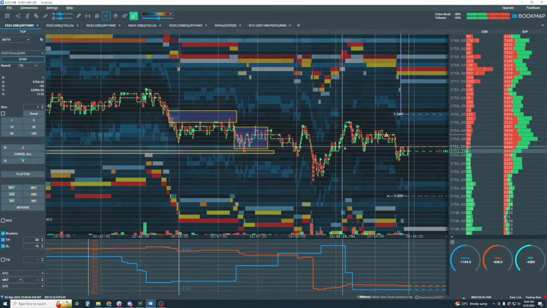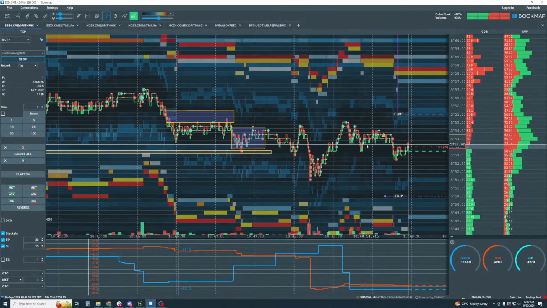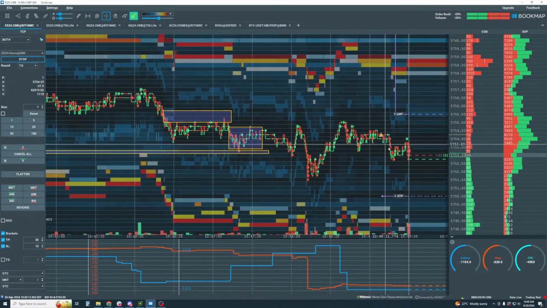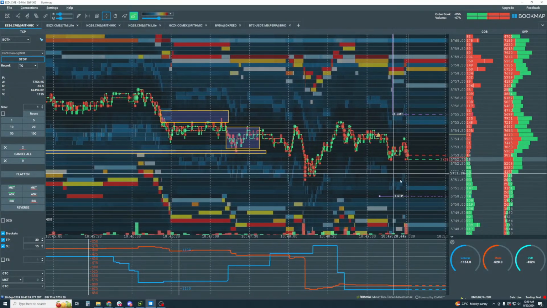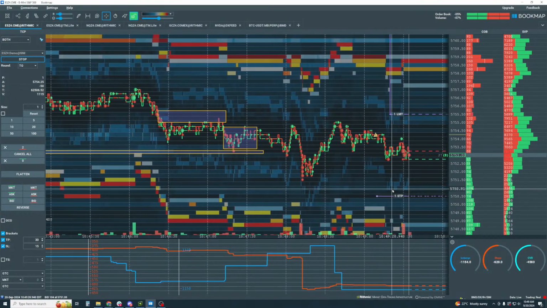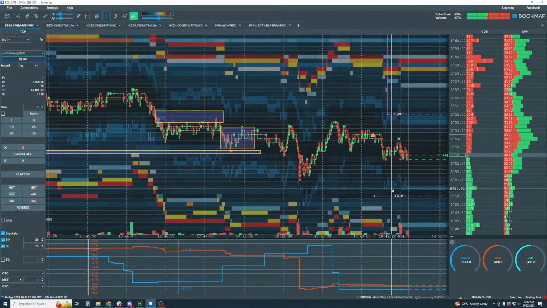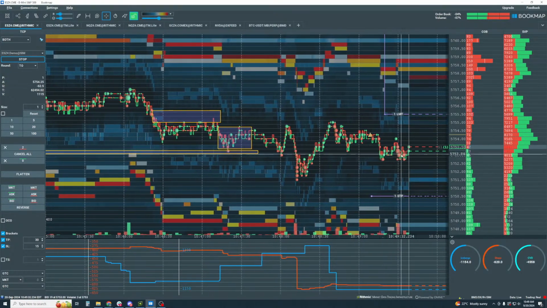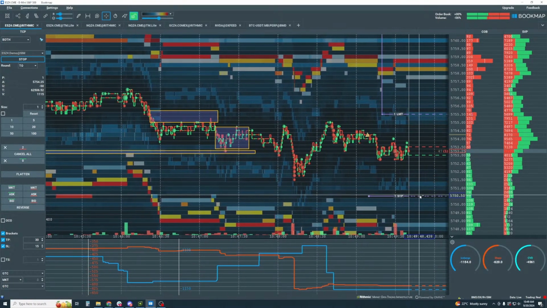And we would have liked to have gotten in here, to be honest. Okay, so let's see if we can get it though. Not looking good at the moment. Lots of sellers.